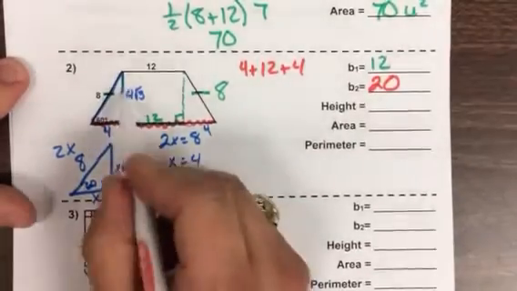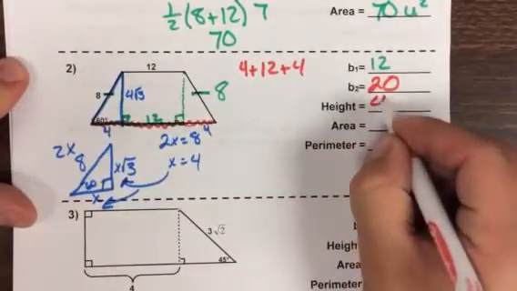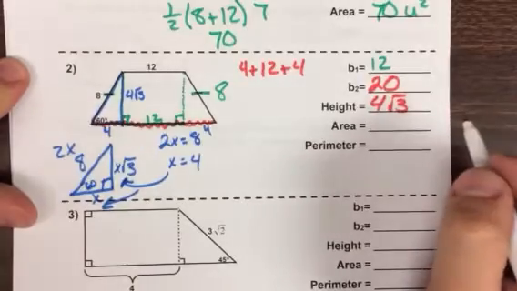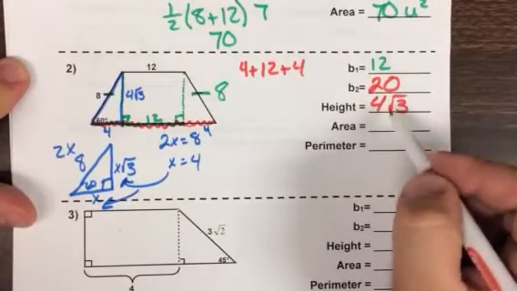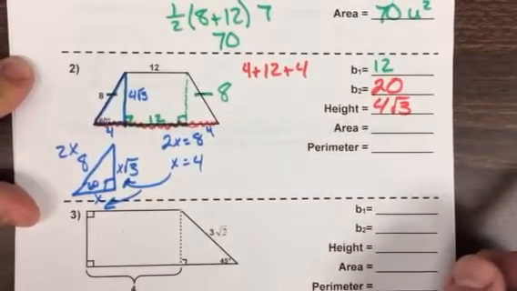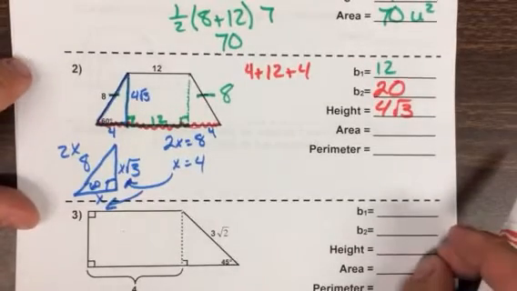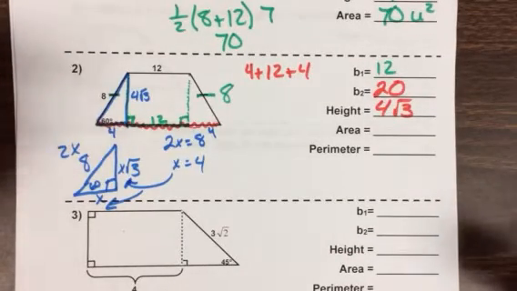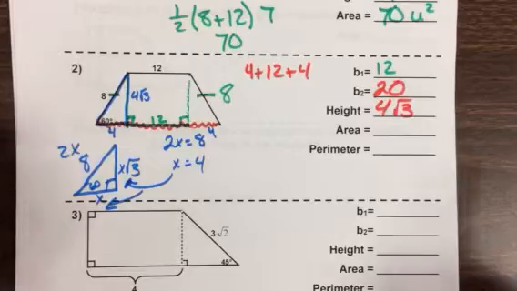Then looking at the height we marked as 4 radical 3. Now if you have a decimal there instead of leaving the radical sign, that is okay. Just know that your answer is going to end up being rounded and not be an exact answer, but rather an approximate answer.